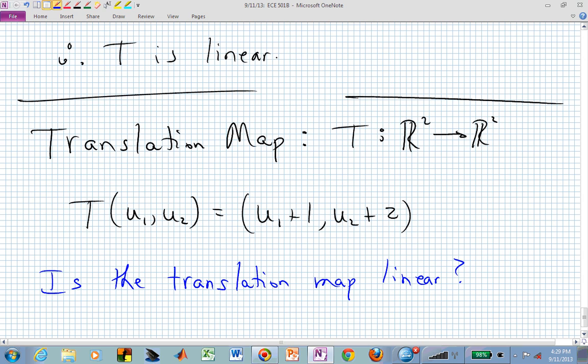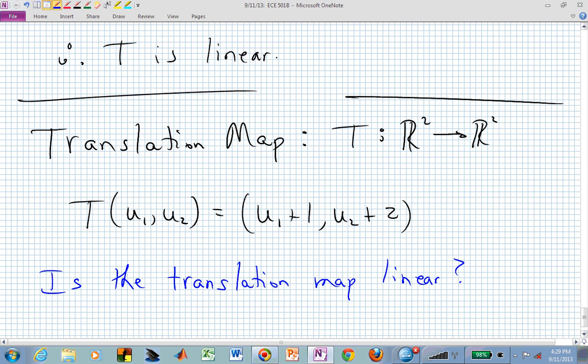Is the translation map linear? Anybody bring a coin?